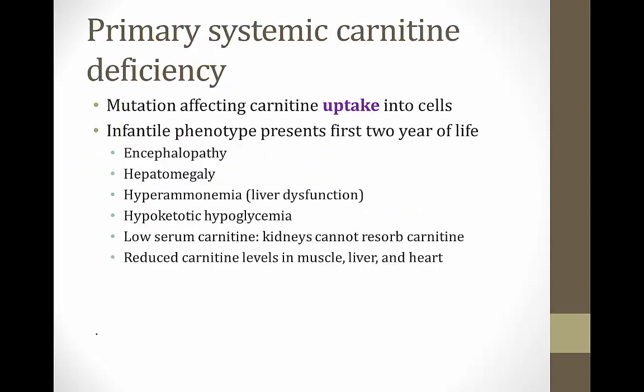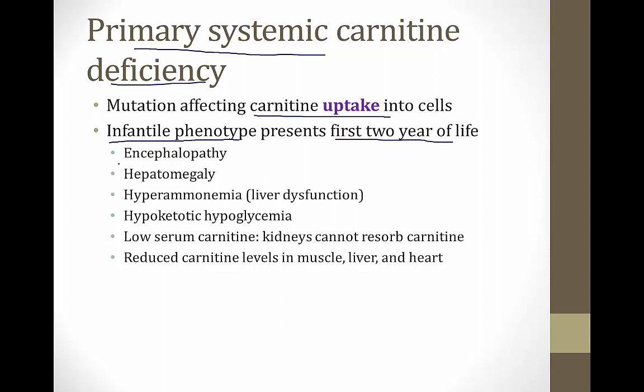There is a rare inborn error of metabolism called a primary systemic carnitine deficiency. Babies born with this disorder have a mutation affecting carnitine uptake into cells. It's not that they lack carnitine or are deficient in carnitine, it's that they can't move the carnitine into their cells so that they can use it in the metabolism of fatty acids. Babies born with the infantile phenotype present in the first 2 years of life with a constellation of symptoms that are all related to buildup of fatty acids in the body that can't be metabolized.